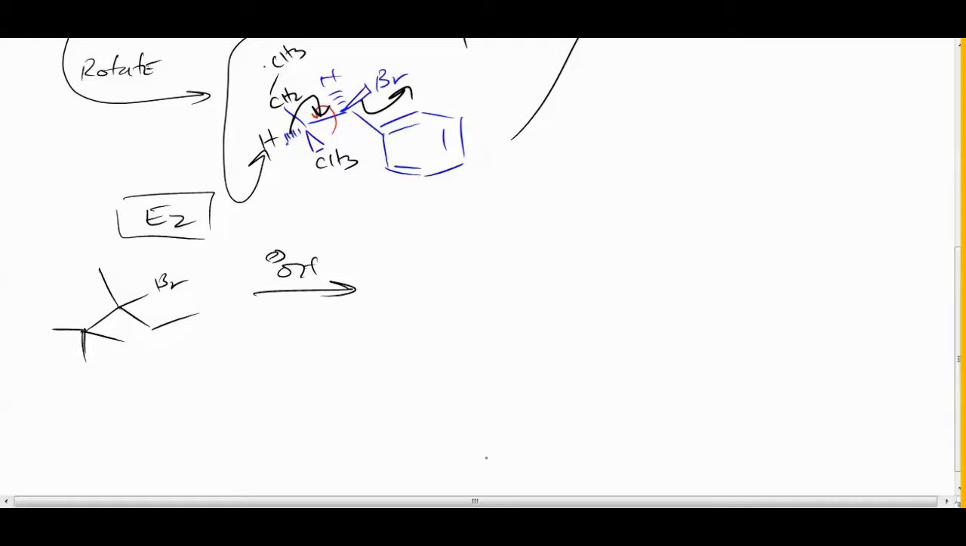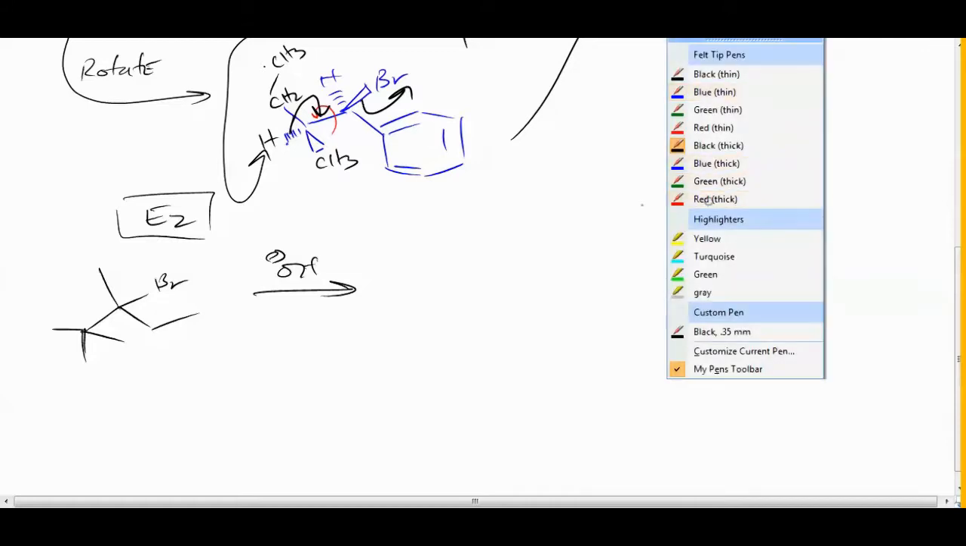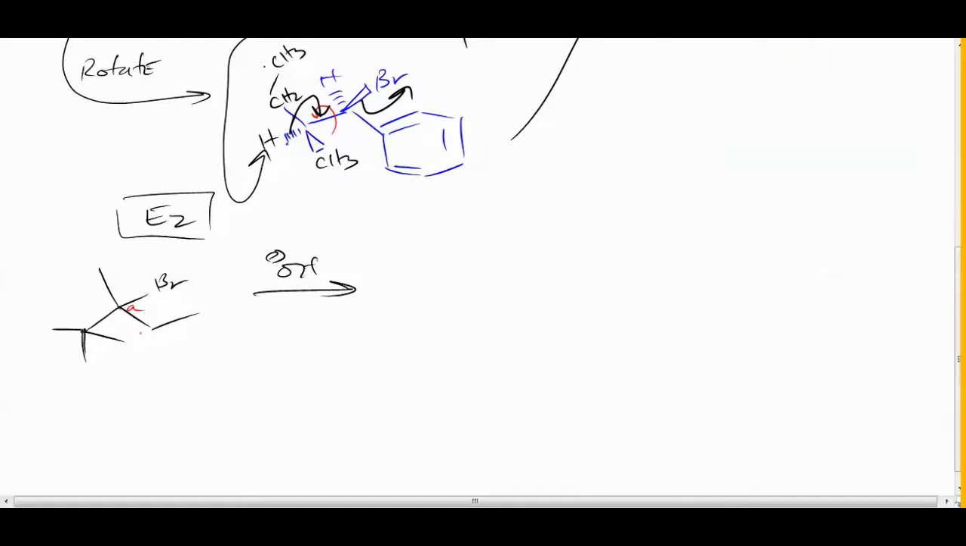Strong bases by default go by E2, not SN2, and then this tertiary substrate favors it even more. So what's going to happen here is we're going to get an E2. In an E2 reaction, we look at the beta hydrogens. Those are the hydrogens that are getting deprotonated. So this is the alpha carbon, and these are the beta carbons. Yeah. It's also a beta carbon.